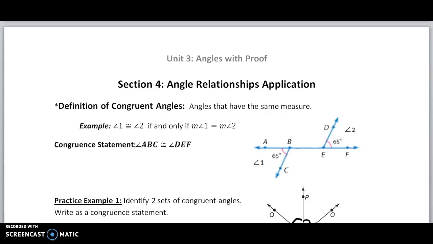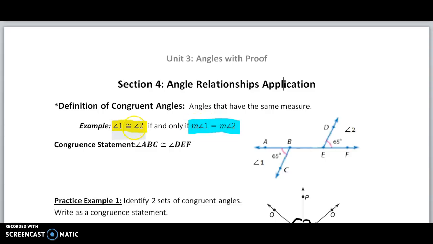Congruent angles are angles that have the same measure. So just like with segments, if 2 angles are congruent, then we can say their measures are equal. Sorry, let me rephrase that. If 2 angles are congruent, notice this notation that you just have the angle symbol with the congruent symbol. If we know those 2 angles are congruent, then we can say that the measures of those angles are equal.